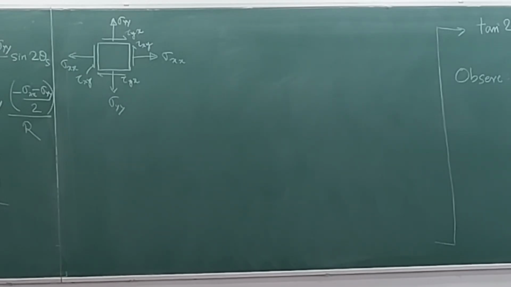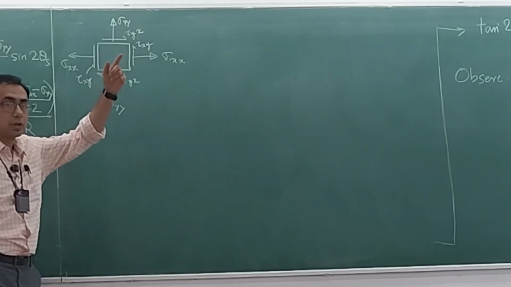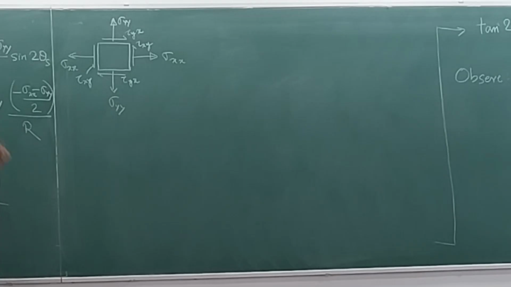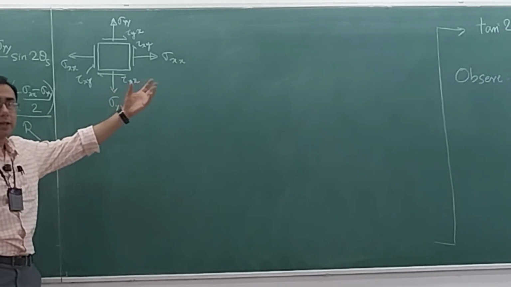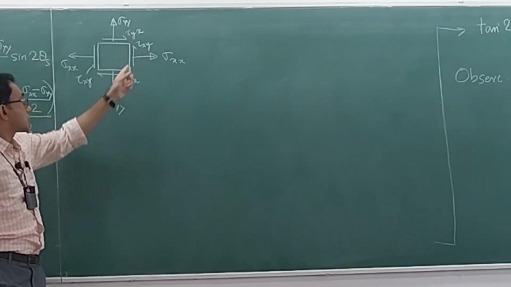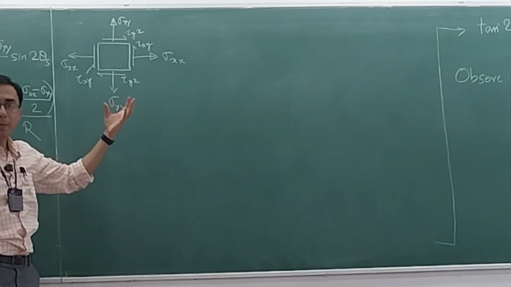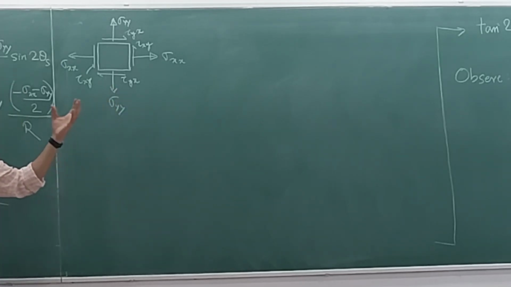Which direction is the z direction? Pointing out of the plane. Okay, pointing out of the board is the z direction. Before we discuss anything regarding the z direction, please note that in general you will be given numerical values of this sigma xx, tau xy, sigma yy. Through those specifications of the three values, you will be able to find out the stresses in any direction. What is the meaning of that sentence?